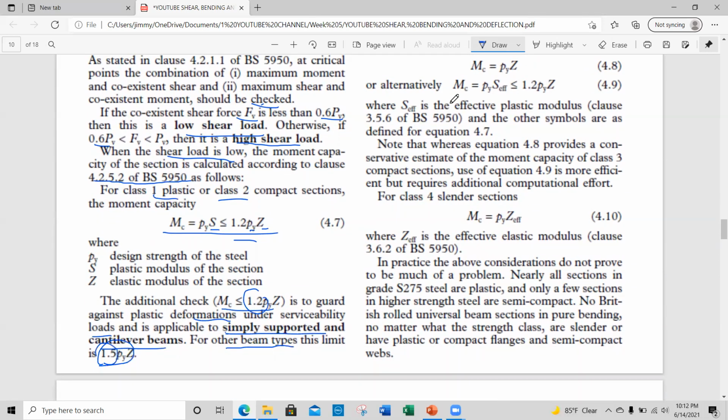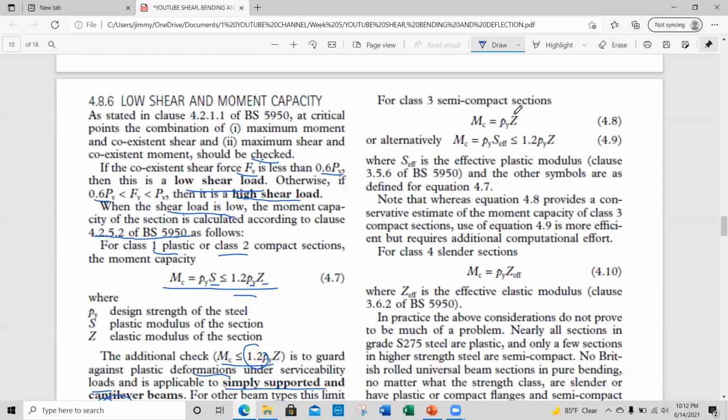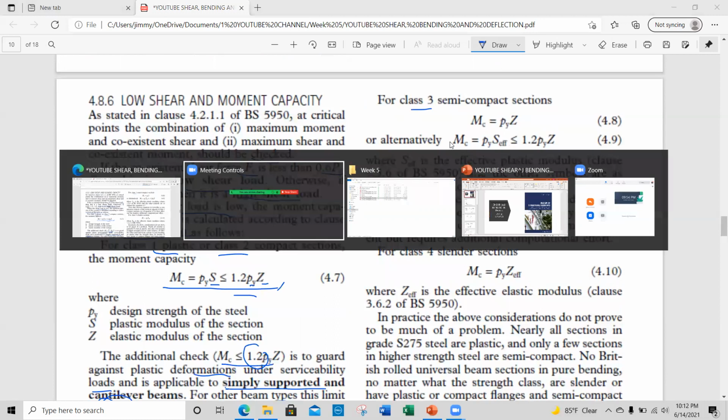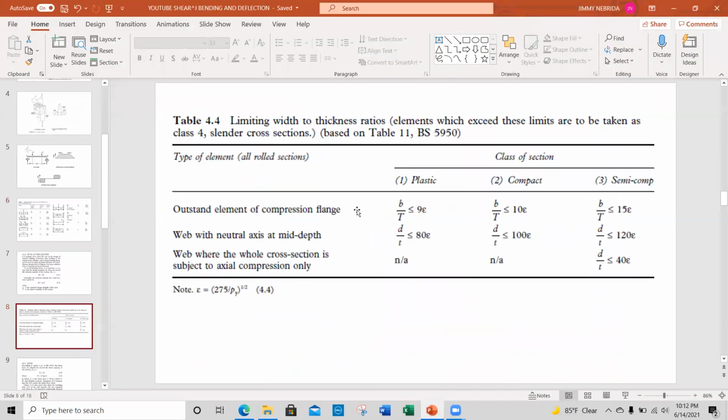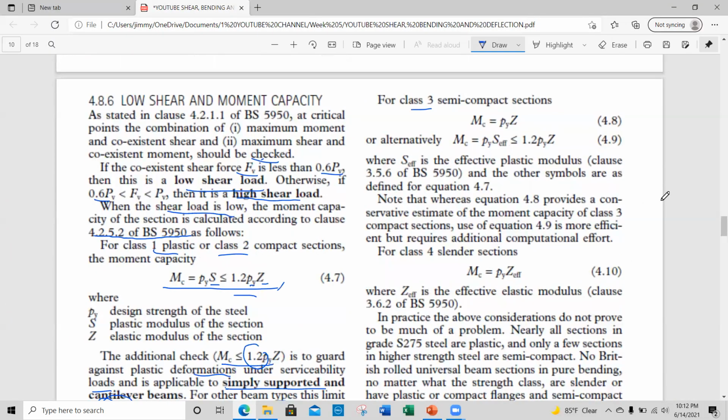Okay, so for class 3, we are going to use this one. Take note, this one is class 1 and class 2 that we have from this. Remember, from this we have class 1, class 2, class 3. For class 3, you have MC equal to PYZ. What is Z? Elastic modulus. Or alternatively, you can use PYSF, but it should be less than 1.2 PYZ, similar to this one.